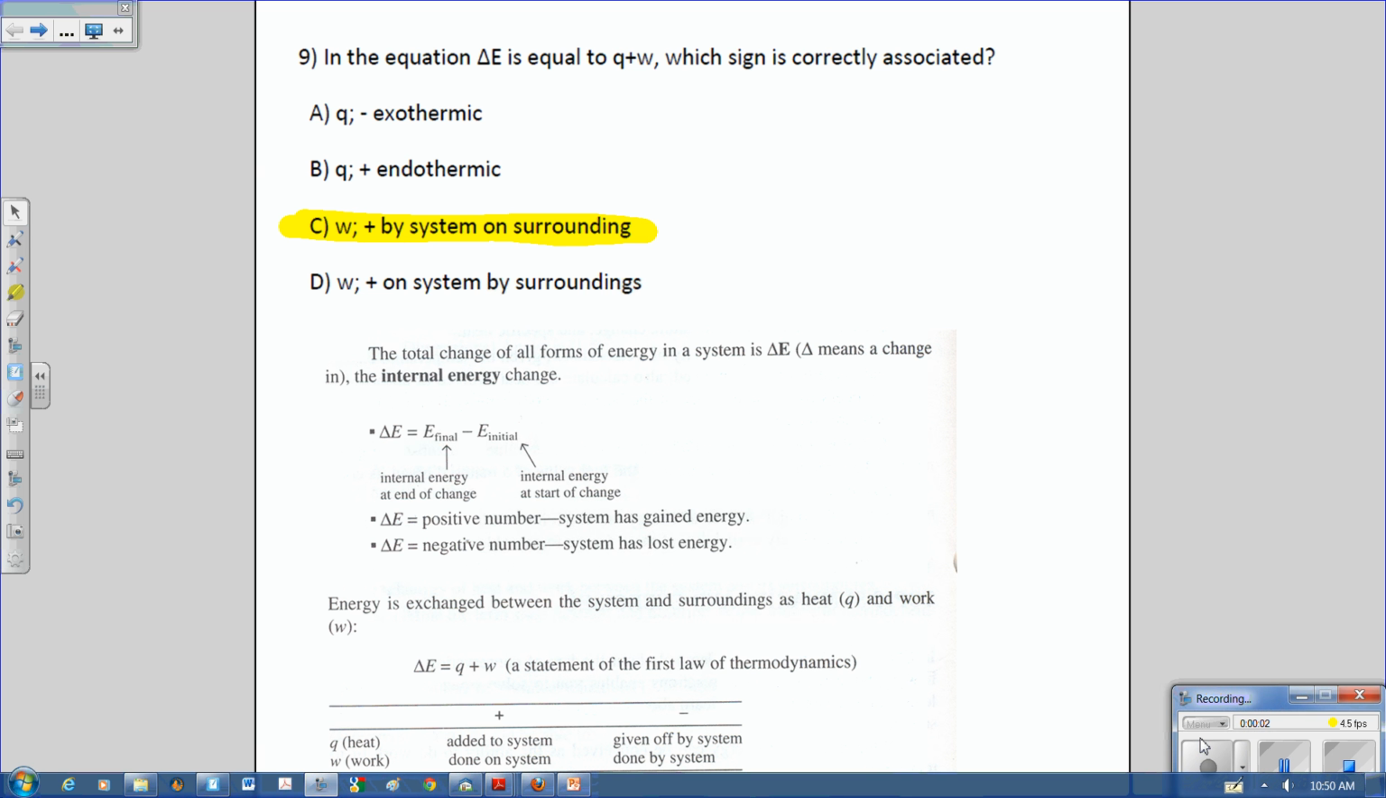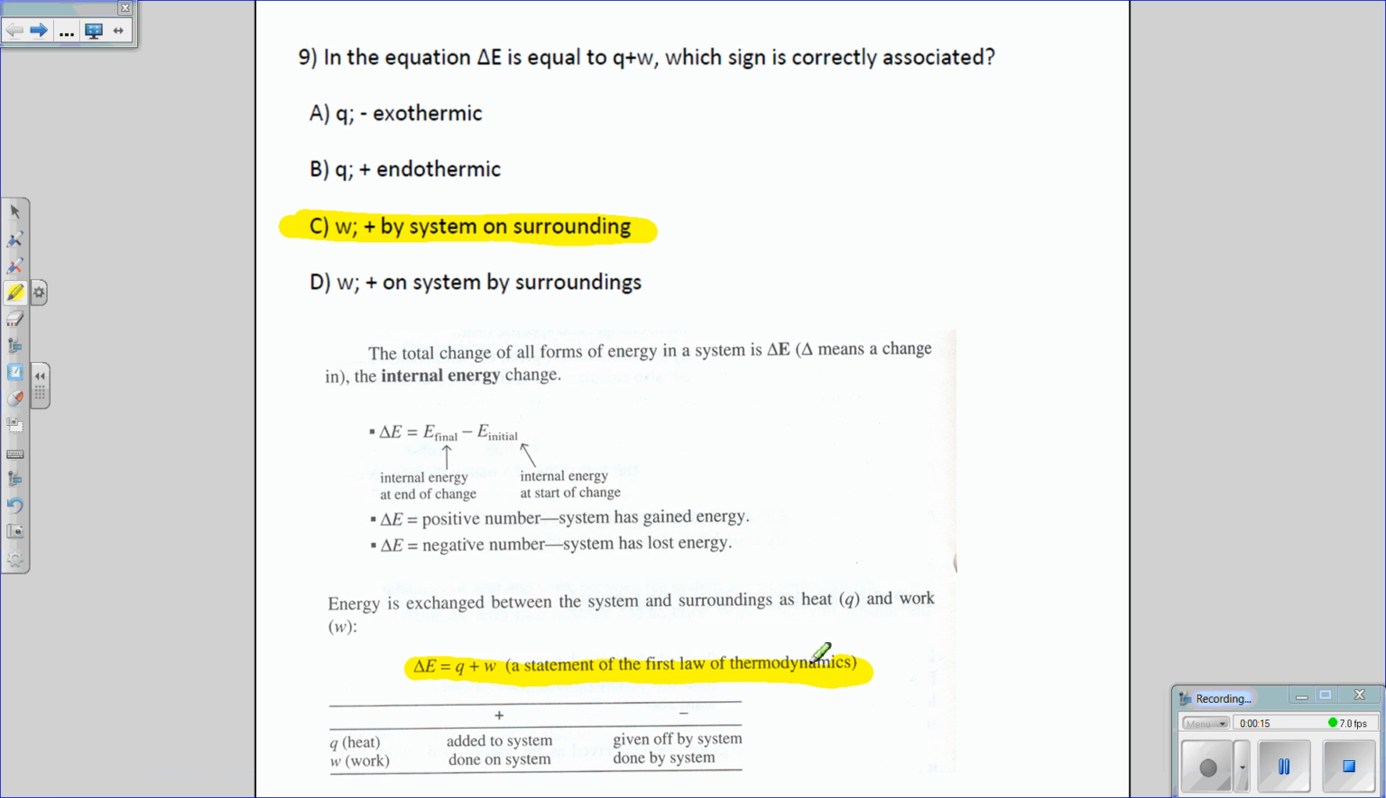Alright, so I'm going to review the top 10, or actually top 11 most missed questions from the Quizstar for thermodynamics, so this should help you. So things you should focus on. First thing we talked about was the first law of thermodynamics, which is Q plus W equals internal energy change.